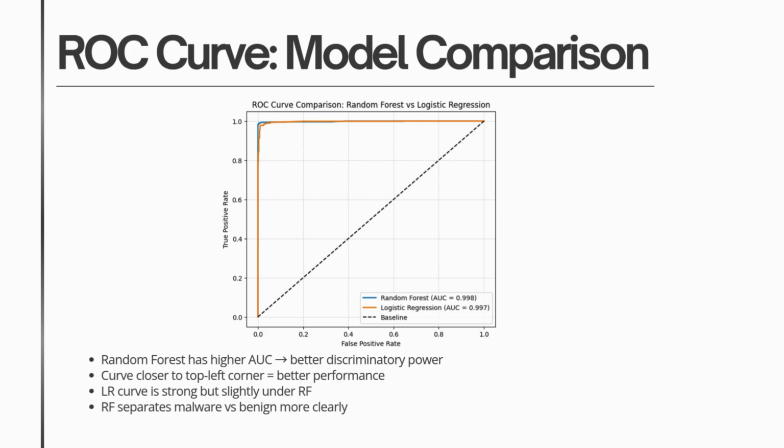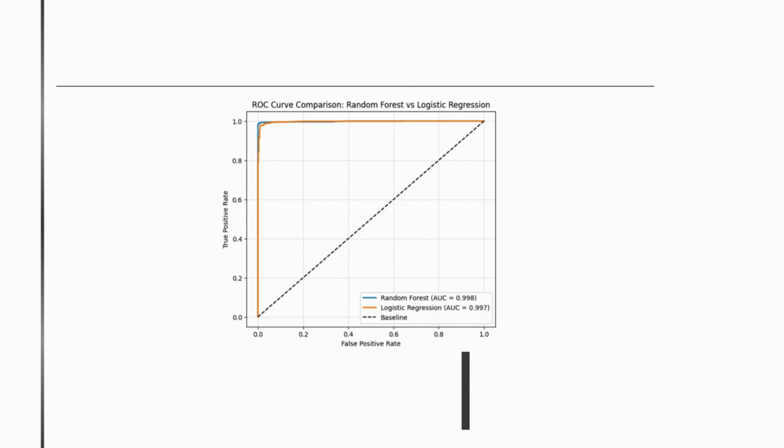The ROC curve. The ROC curve compares the probability outputs of both models. Random forest achieved a higher AUC, showing it is better at separating malware from benign apps across different threshold values. The logistic regression curve is slightly lower, showing its reduced sensitivity to complex feature patterns.